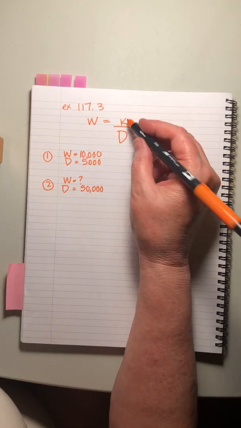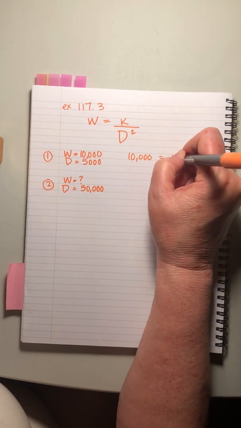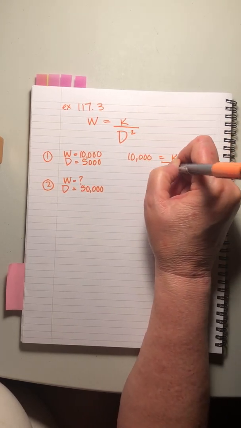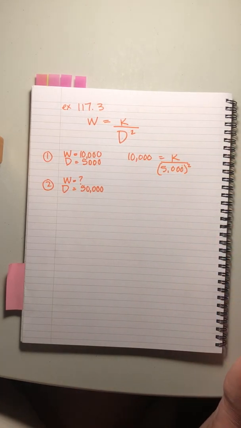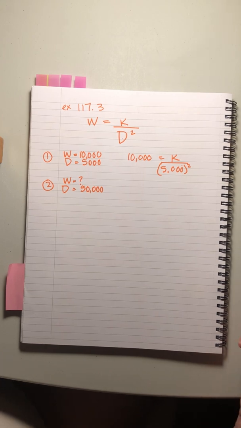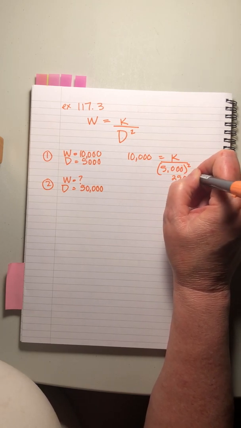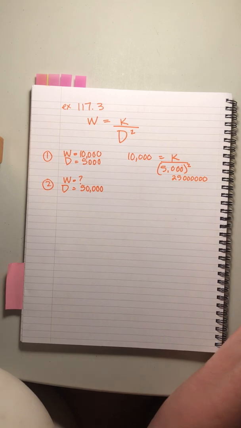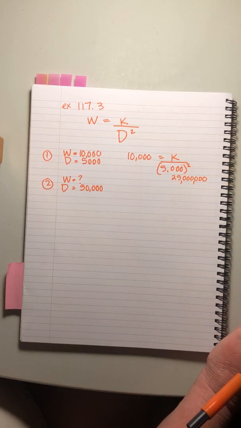All right, so we're going to use this to solve for K. 10,000 equals K over 5,000 squared. Oh, that's going to be kind of a big number. It's kind of simple, but it's a lot, right? This number is going to be 25, and then 1, 2, 3, 4, 5, 6 zeros. Am I right? 25 million? What the heck? That's a really big number.